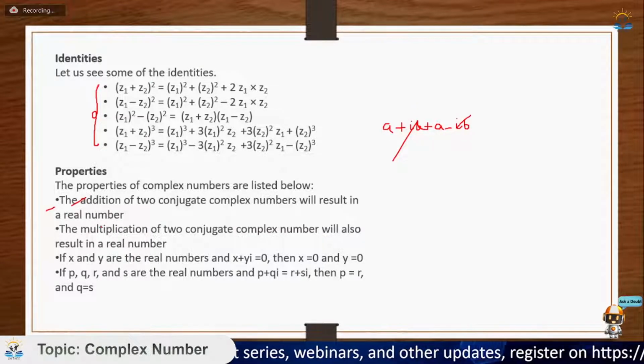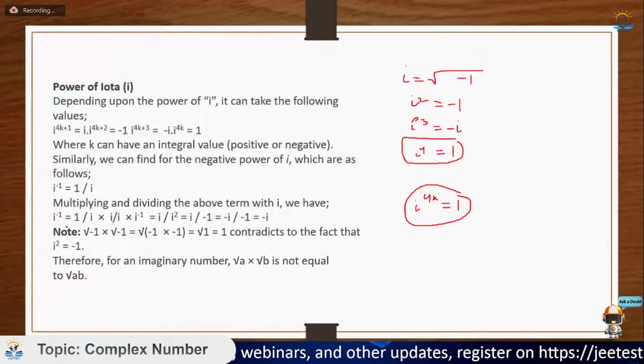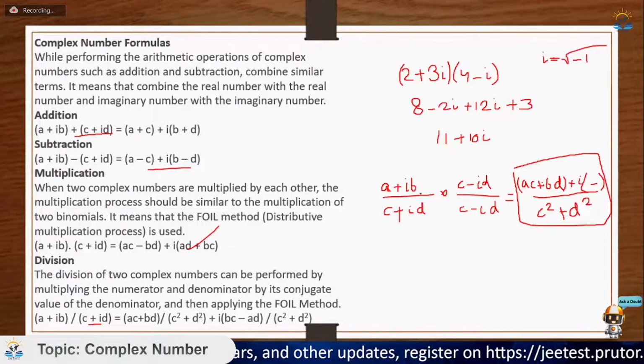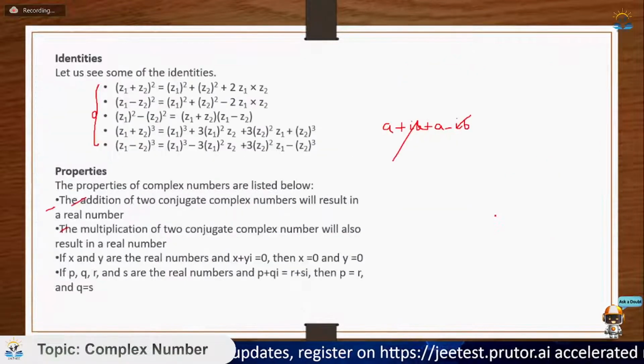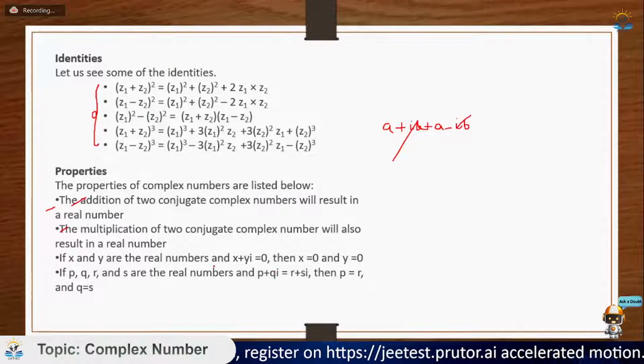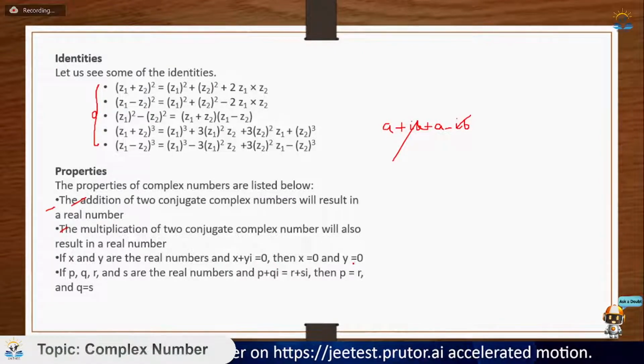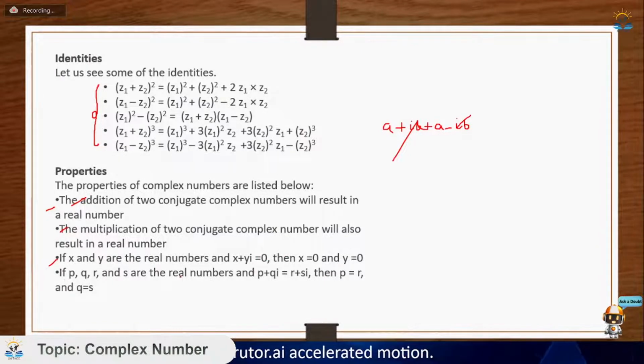Multiplication of two complex conjugate numbers will also result in a real number. I just told you here, when we multiplied two complex conjugate numbers, I got a real number because the iota part was dismissed. Then if x and y are real numbers and x plus iota y is equal to 0, then x is also equal to 0 and y is also equal to 0. That means we will equate both real and imaginary parts to 0. Then if p, q, r and s are real numbers and if two complex numbers are equal, then we can say that the real part would be equal to the real part and the imaginary part would be equal to the imaginary part. Cool.